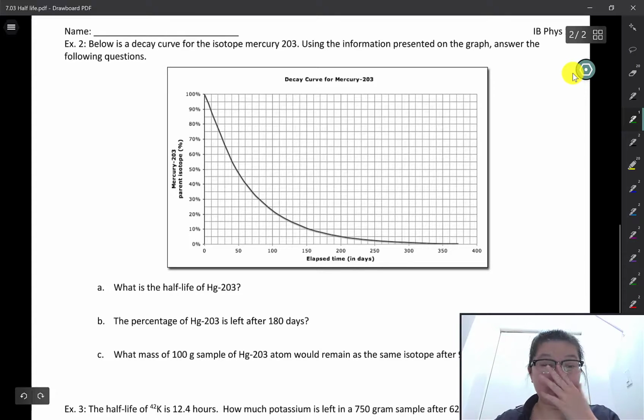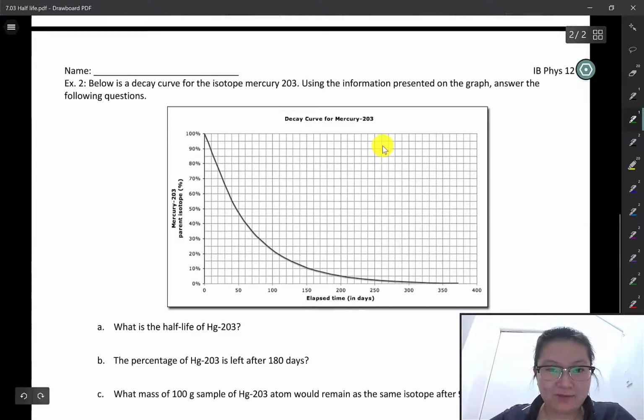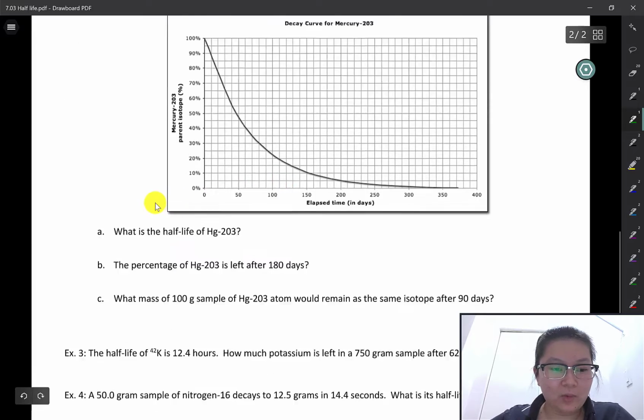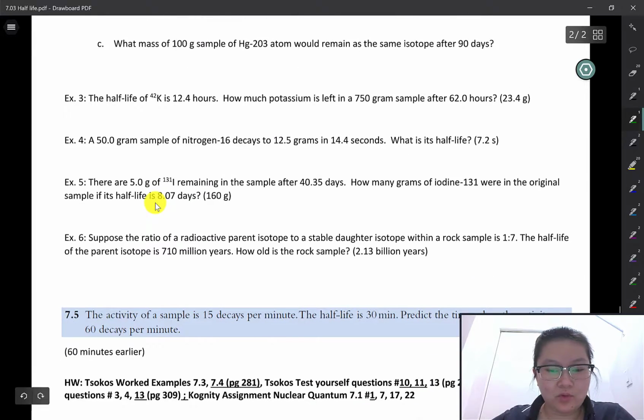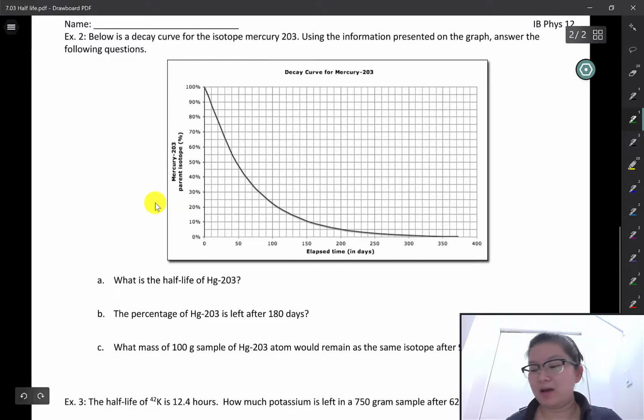In this video, we're going to look at some decay curves on half-life, the half-life of radioactive decay. I hopefully will be able to get through all of these examples, so we'll see how it goes, at least for example 2.